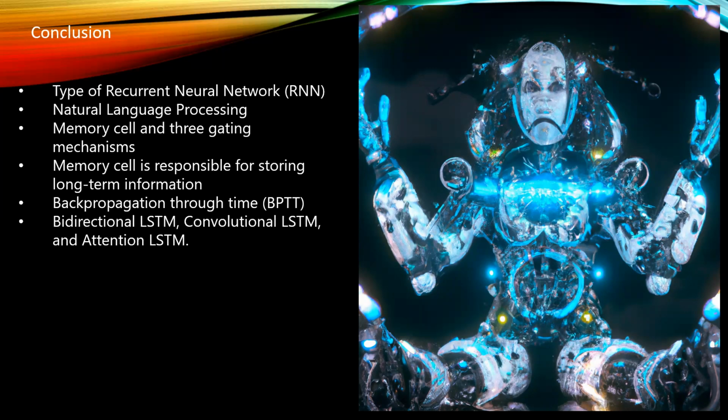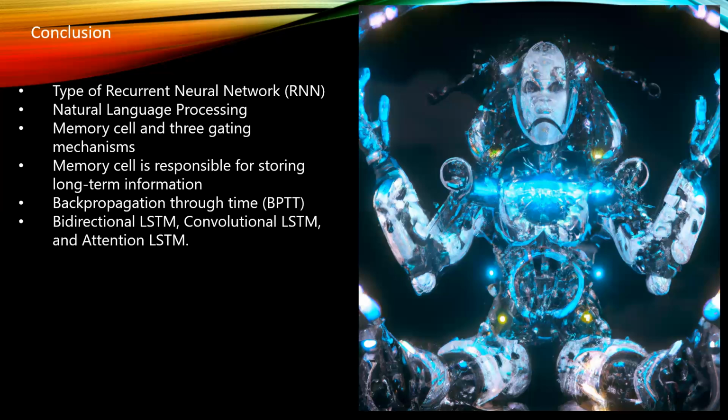Secondly, LSTM is a very powerful and flexible neural network architecture, which is widely used in various NLP tasks such as text classification, machine translation, and speech recognition. Thirdly, LSTM networks are particularly good at modeling sequential data with long-term dependencies such as language modeling, handwriting recognition, and music generation.